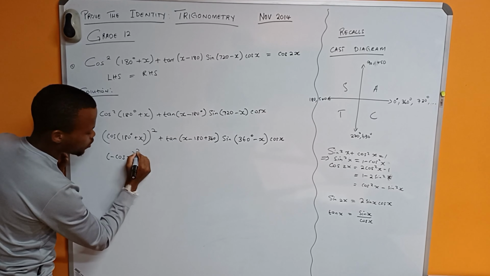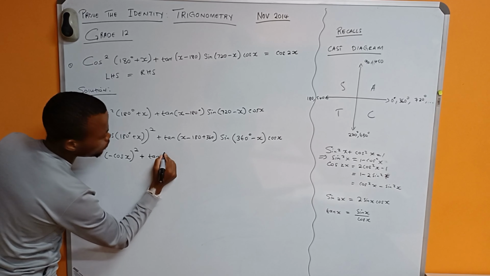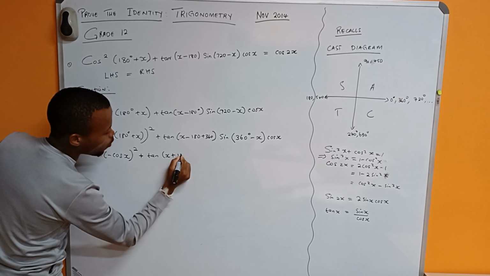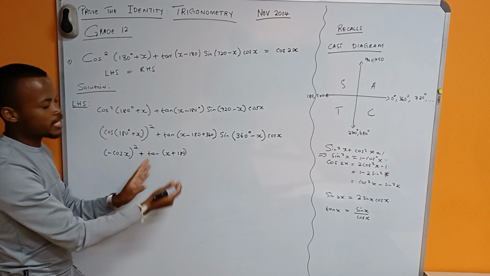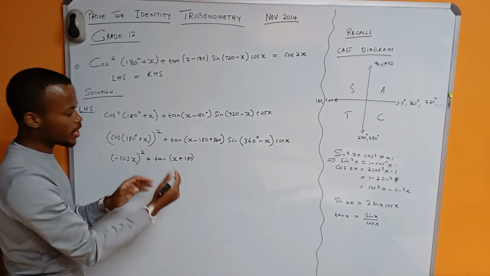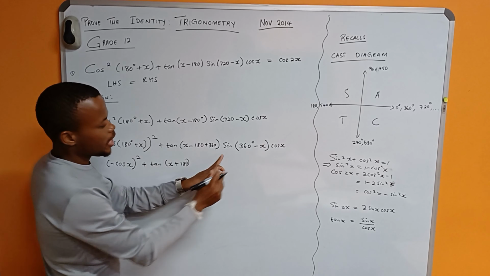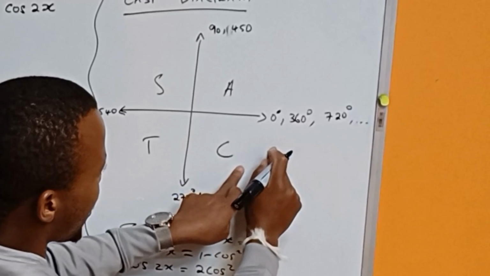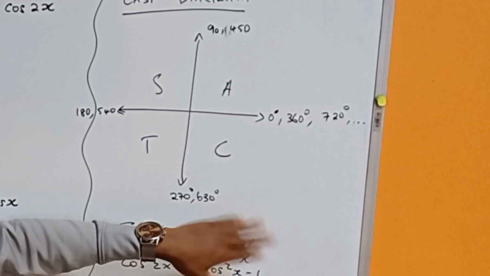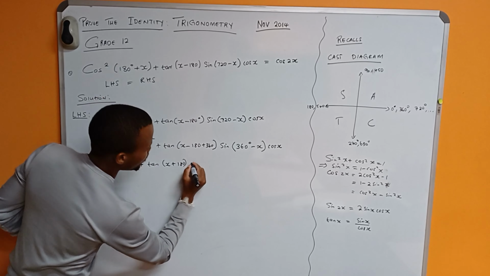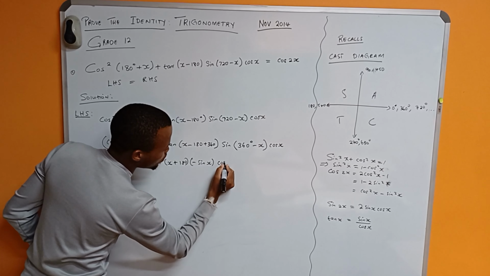Don't forget about this squared. Plus, here you have tan(x + 180). Either of the two can start; it can be 180 + x or x + 180. Now it looks like something that we are familiar with. Sine in 360 minus is in your fourth quadrant. It's only cos that is positive here, but sine is negative. So here you will have negative sin x times cos x.